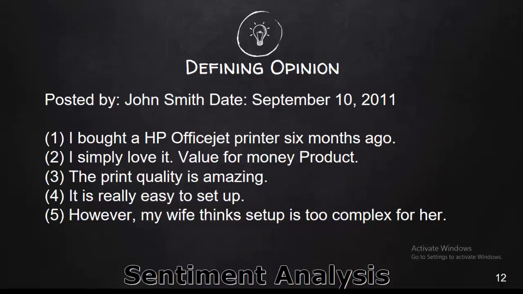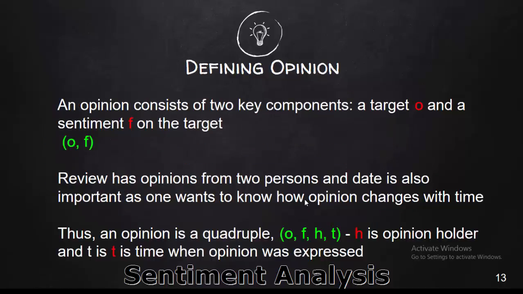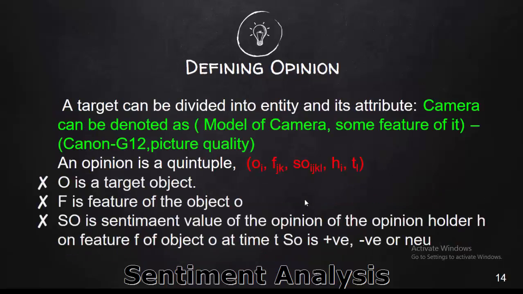So let's analyze the opinion. Let's define an opinion. An opinion consists of two key components, a target O and a sentiment F. This review has opinions from two persons, and the date is also important, as one wants to know how opinion changes with time. Thus an opinion is a quadruple, meaning it has four parameters: O, F, H and T. O is for target, F for sentiment, H is for opinion holder and T is for time.